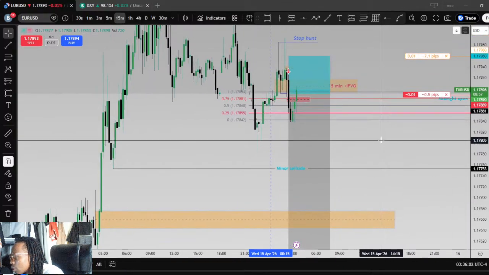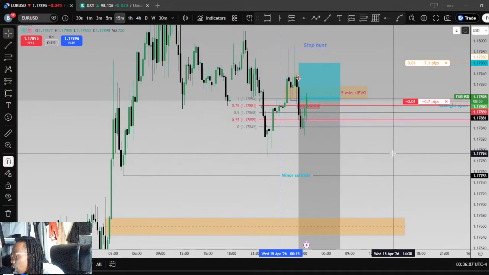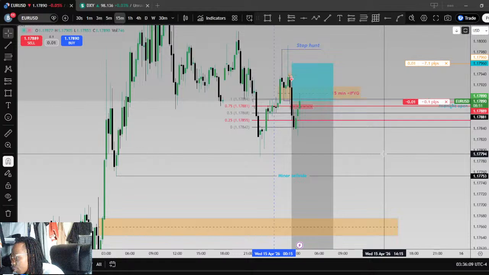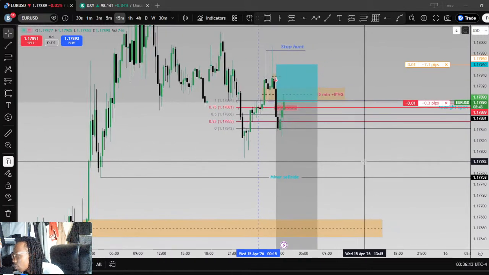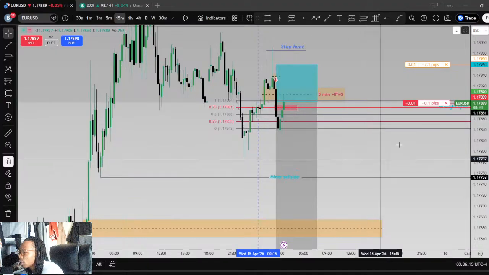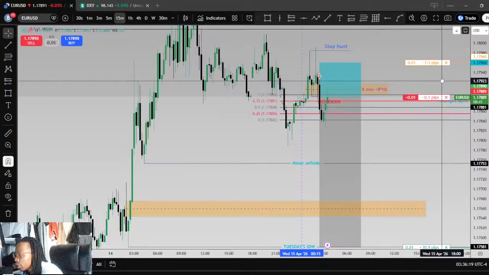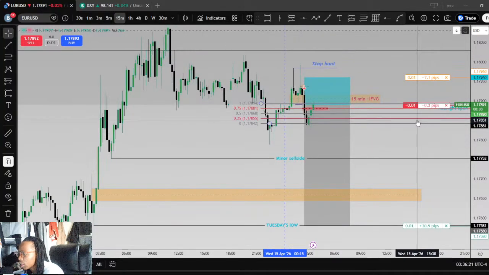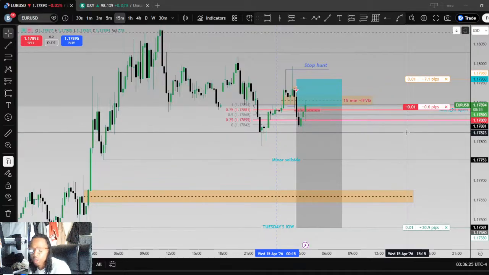We touch the consequent encroachment. Still waiting. I still hold it. Look at the rejections you're having there. So that's why I said basically don't keep on moving your stop loss. Move your stop loss with a mind, and have a clear place where you're moving it.